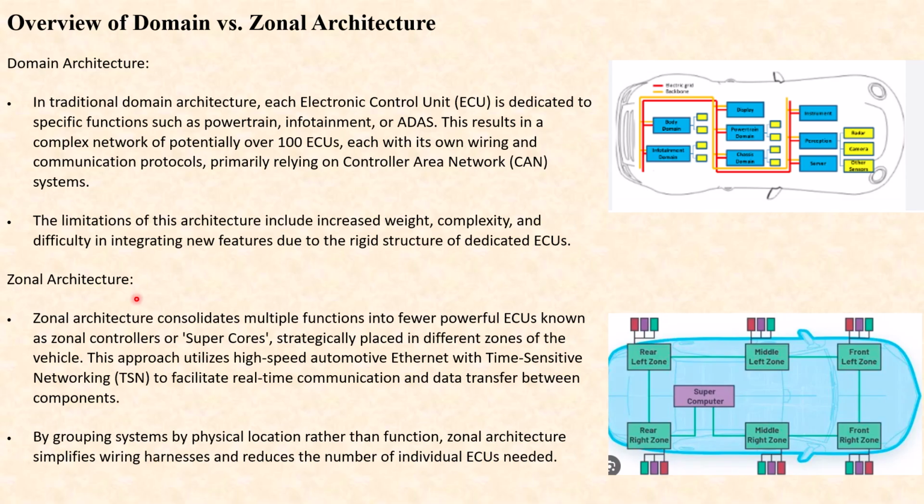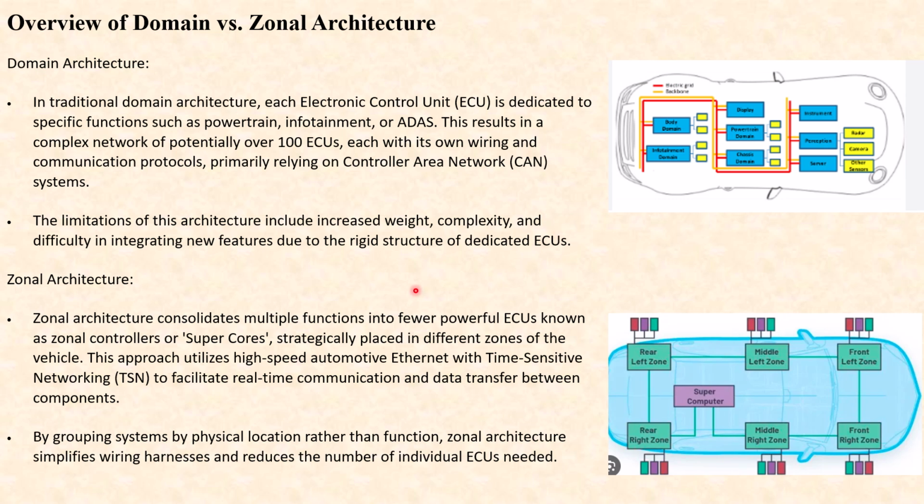Just to set the context, we'll see an overview of domain versus zonal architecture. Domain architecture is the traditional architecture. Each ECU is dedicated to specific functions such as powertrain, infotainment, or ADAS, and this results in a complex network of potentially over 100 ECUs, each with its own wiring and communication protocols, primarily relying on the Controller Area Network. Primarily, the communication protocol for these 100 plus ECUs is the CAN network. I touched upon this earlier, so to avoid duplication, the only limitation of this architecture is increased weight, complexity, and difficulty in integrating new features due to the rigid structure of the dedicated ECUs.